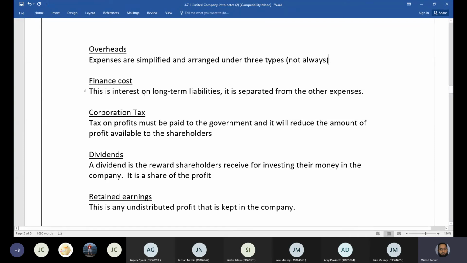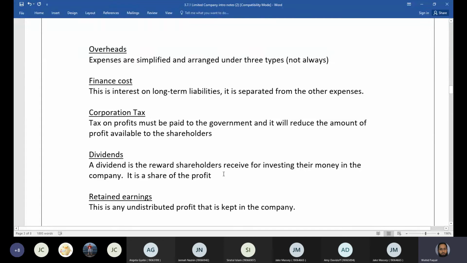Finance costs, well, we've already said it's the interest on long-term liabilities. It is separated from other expenses, and it's usually on debentures. Corporation tax, it is a percentage of profit, but it's not as simple as that. So what happens in questions is they just simply give you the amount of corporation tax. You don't have to work it out. But in reality, it is a percentage.